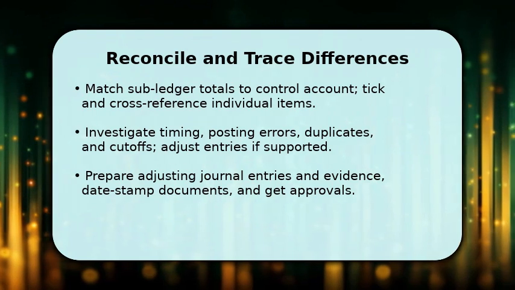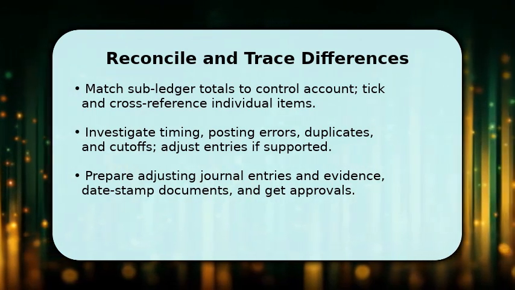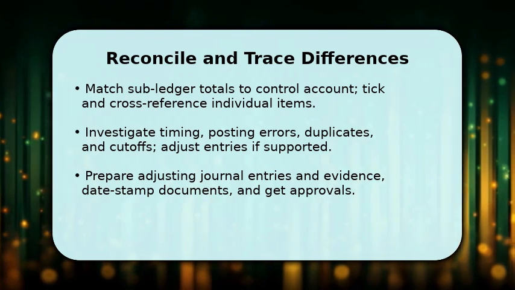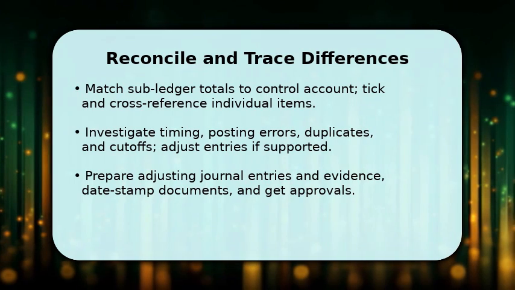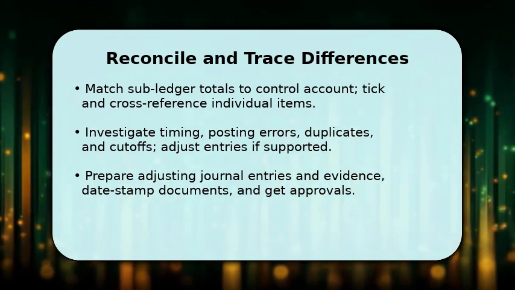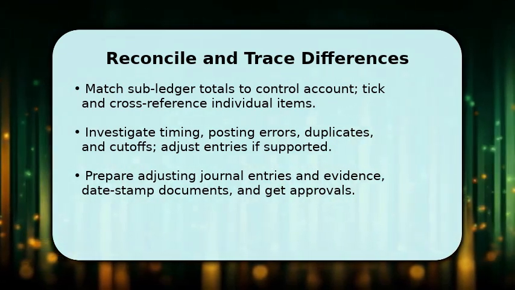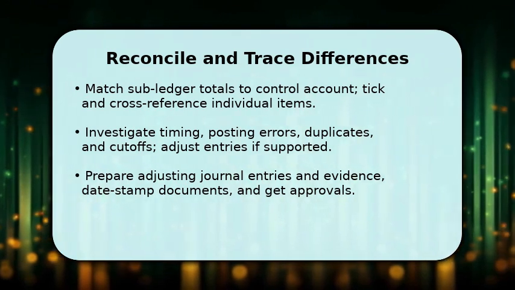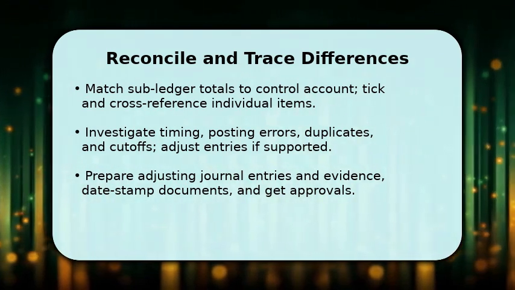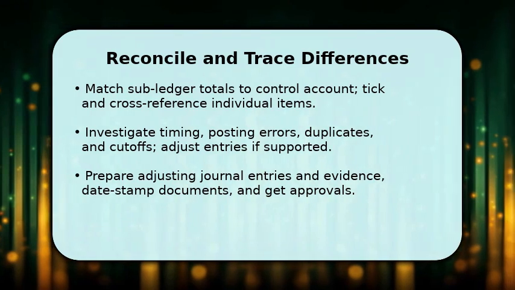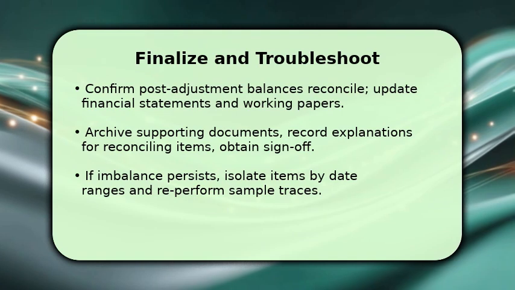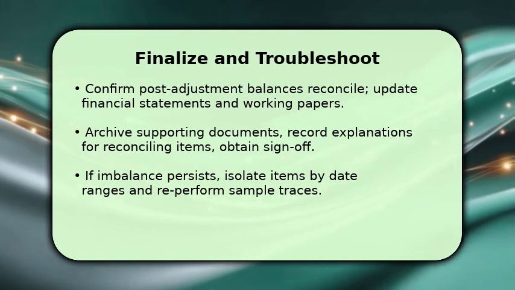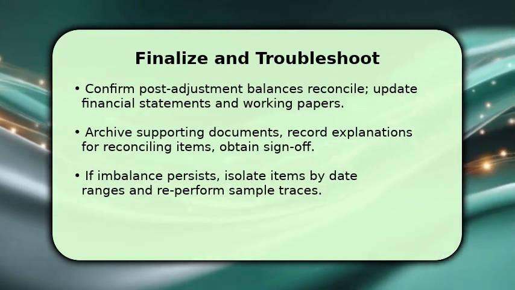Once you've identified adjustments, draft adjusting journal entries with clear descriptions, attach backup, and route for approval. Make sure to date stamp and reference each adjustment so you can retrace the logic during review. You finish by posting approved adjustments and rerunning the reconciliation to confirm balances tie. Update the financial statements and finalize the working paper with explanations for each reconciling item, referencing supporting documents, and obtaining sign-off.